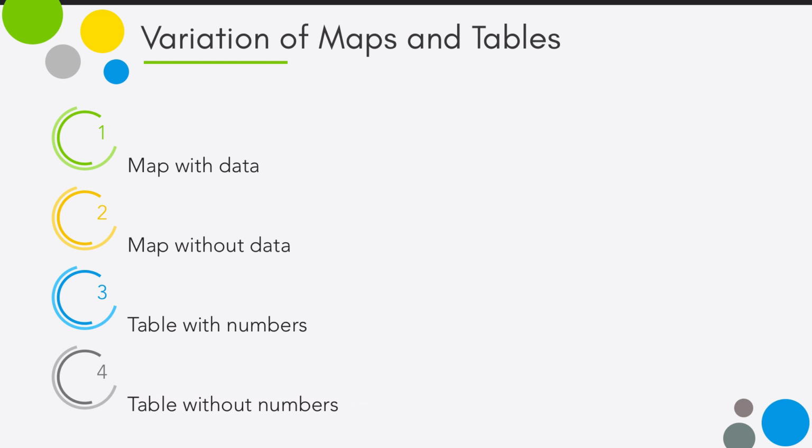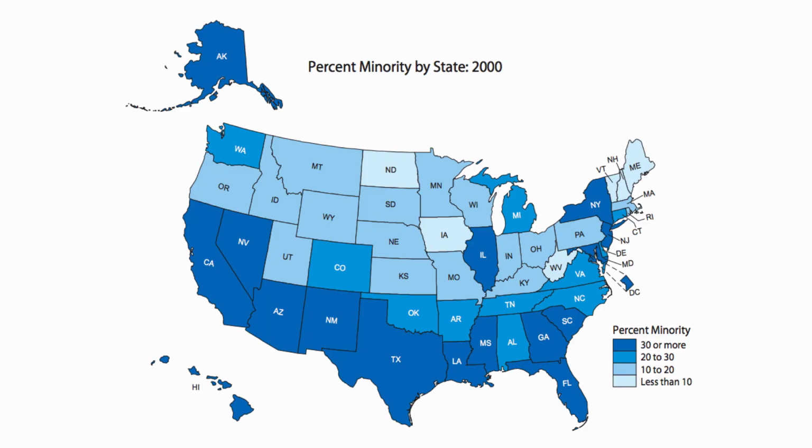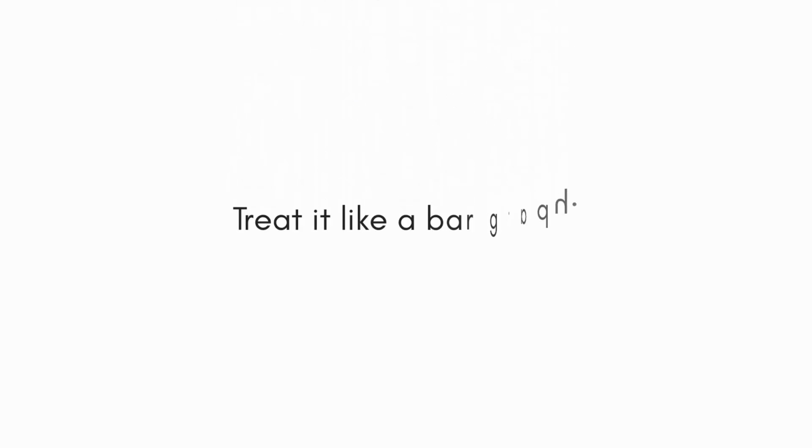You've probably noticed by now that we can recycle the templates we have already memorized and adapt them to other diagrams. That is what we're going to do with the maps and the tables as well. This is what a map with data might look like. What do you do in this situation? We would treat it like a bar graph.